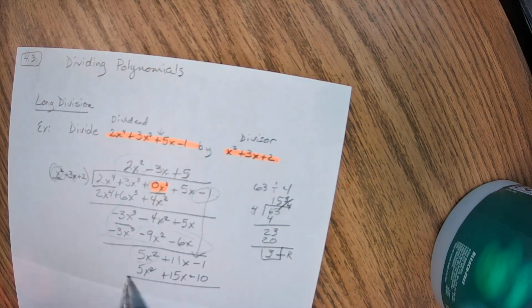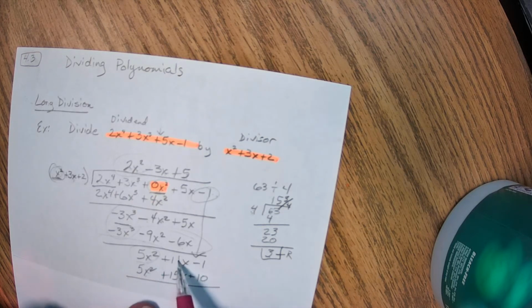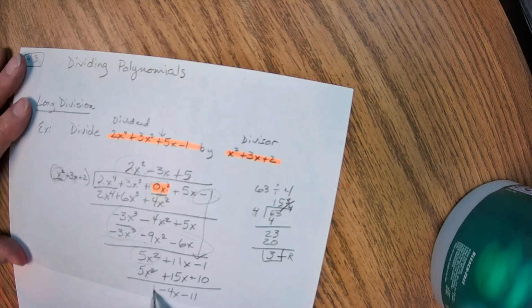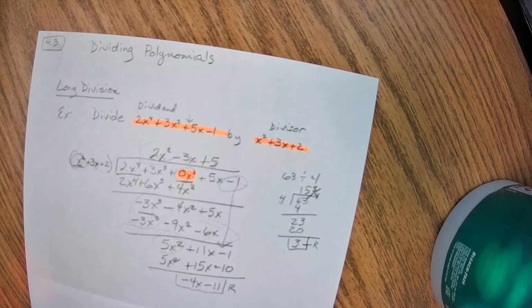Don't forget that you're subtracting all this. 5x squared minus 5x squared is 0, thank God, because that's why I did it that way. 11 minus 15 is negative 4x. Negative 1 minus 10 is negative 11. I cannot multiply, I'm done. I can't multiply this by anything to get this. So this is my remainder, and this is how you write the answer.